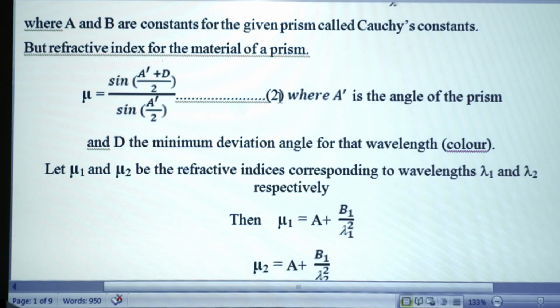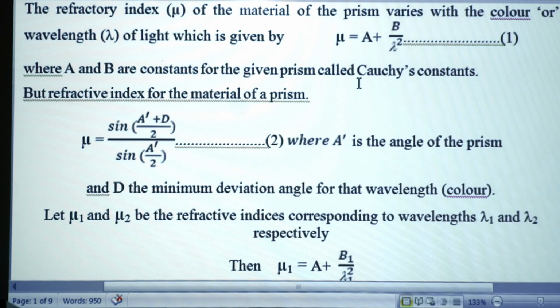Now coming back to the other equation of the refractive index, that is mu is equal to sin of (A plus D) by 2 divided by sin of A by 2, where A is the angle of the prism and D is the minimum deviation. Mu is equal to sin (A plus D) by 2 divided by sin A by 2. Now we are using this equation 2 and equation 1.